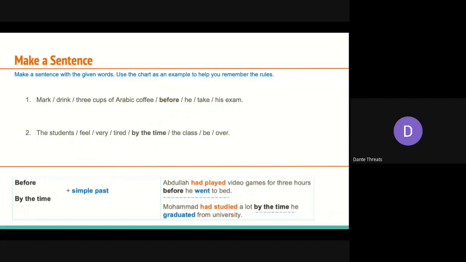All right. Make a sentence with the given words. Use the chart as an example to help you with the rules.